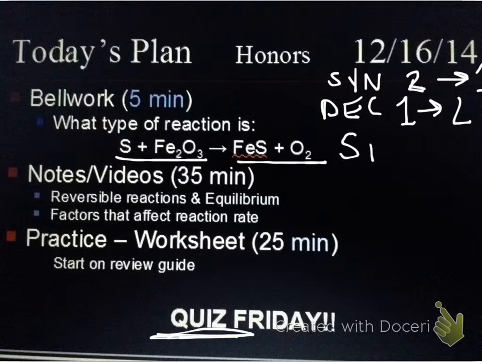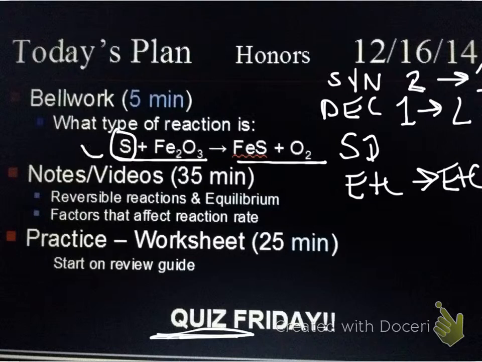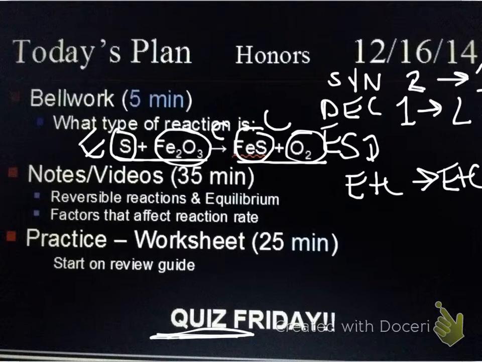A single displacement would start with an element and a compound and end with a different element and a different compound. So, we start with sulfur, which is an element, and iron 3 oxide, which is a compound. We end with iron 2 sulfide, which is a different compound, and oxygen, which is a different element. So, we're looking at a single displacement reaction for this one.